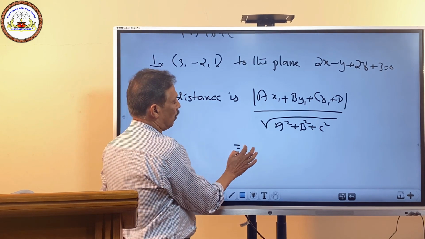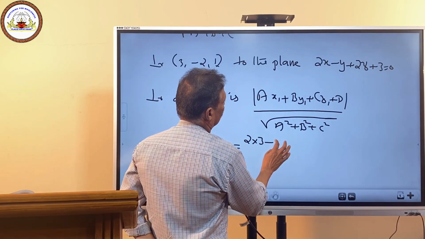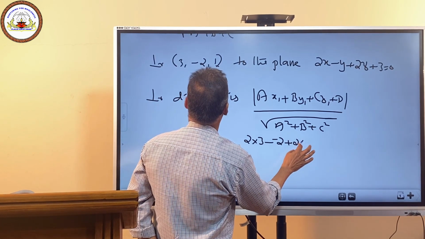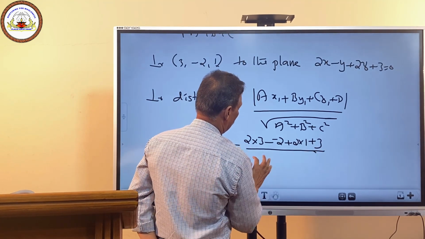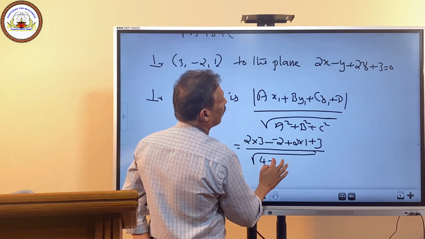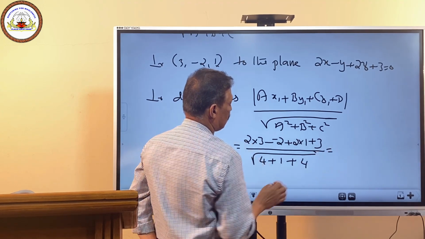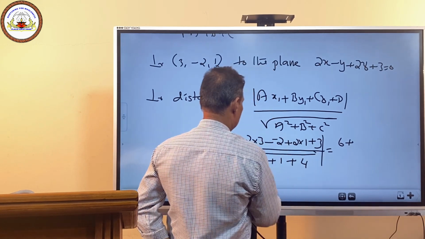That is equal to 2 into x, that is 3, minus y, that is minus 2, plus 2 into z, that is 1, plus 3, divided by the root of a square, 2 square, 4, again minus 1 square, 1, again 2 square, 4. That can be simplified as 6 plus, here I have taken the modulus symbol.